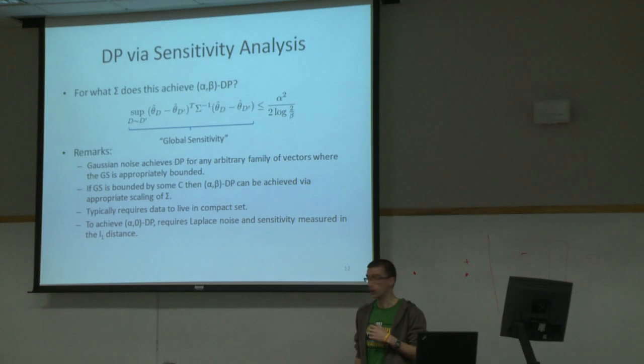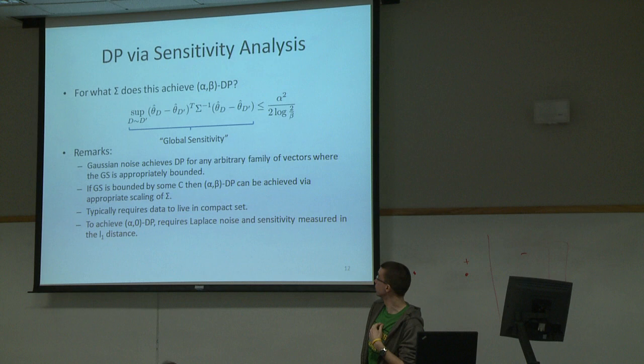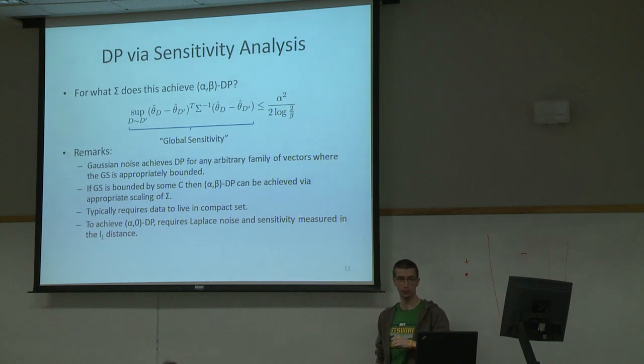This term is historically in the differential privacy literature referred to as the global sensitivity. It's basically measuring how sensitive the function you're trying to release is. Like, how much can it possibly change when the data is changed by one element?